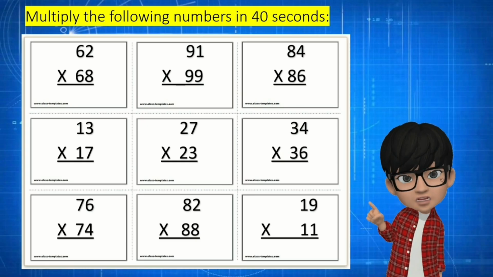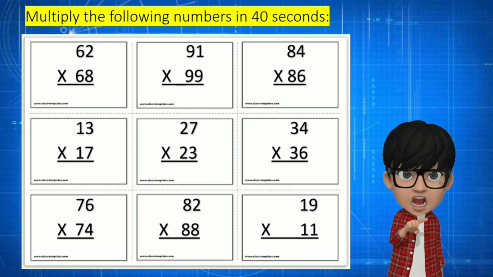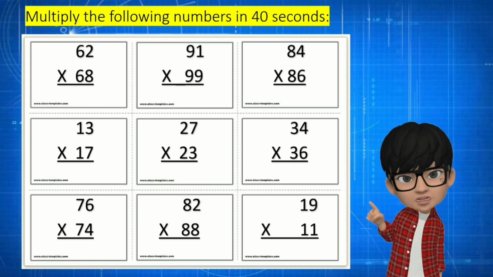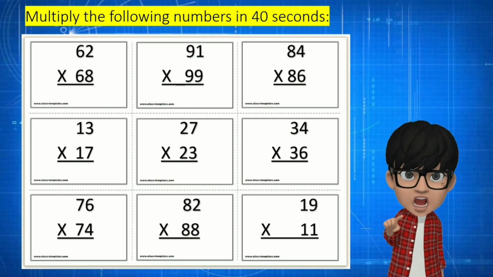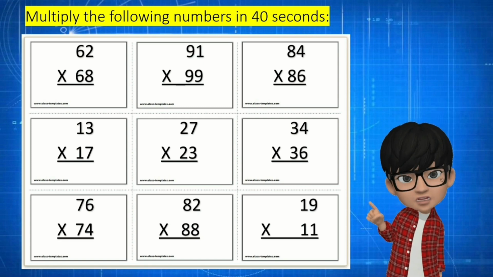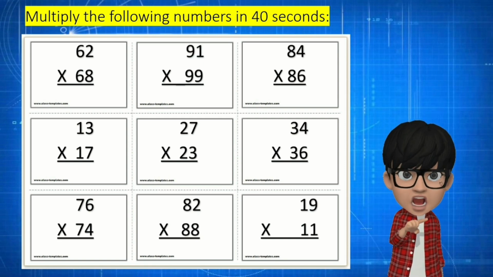Alright, since you already know how to multiply 2-digit numbers that add up the unit digit to 10, let's try to answer this again in 40 seconds. Timer starts now.